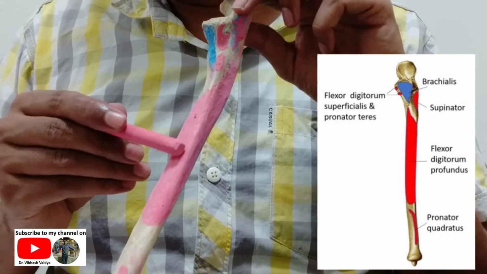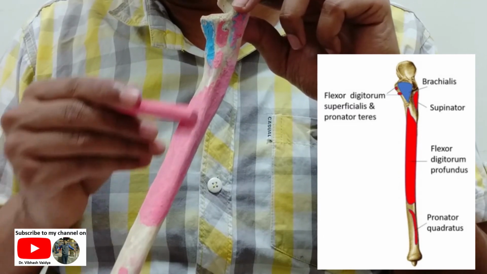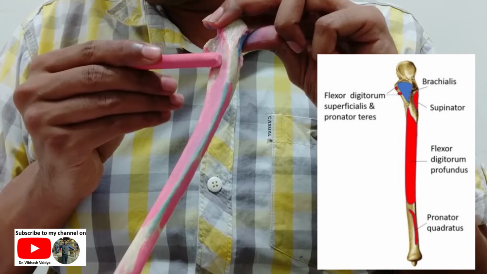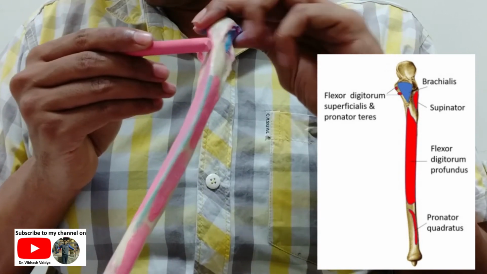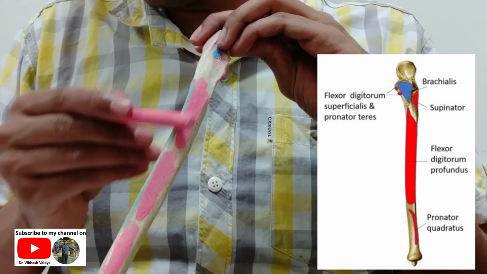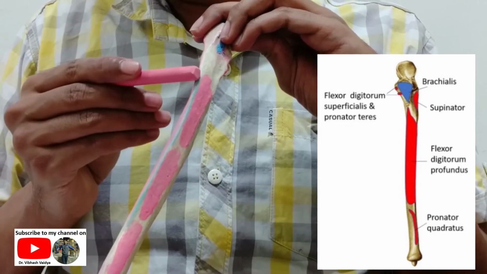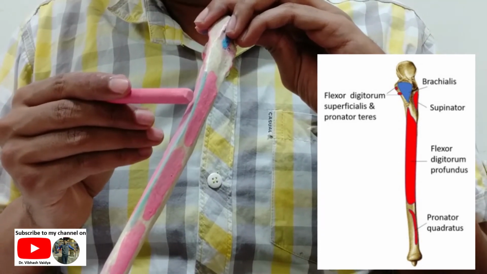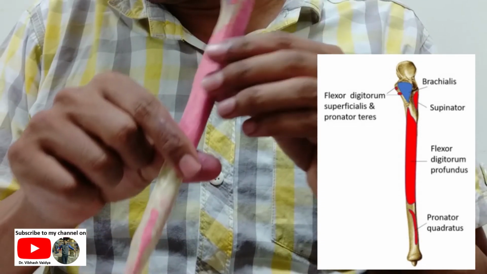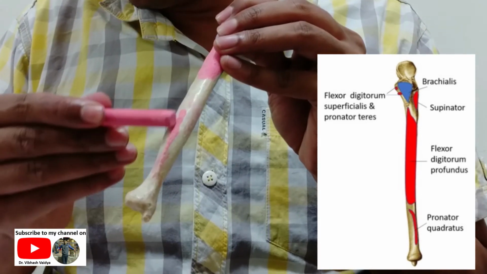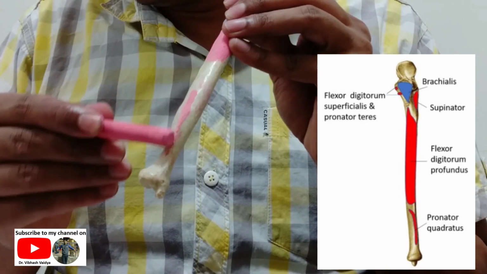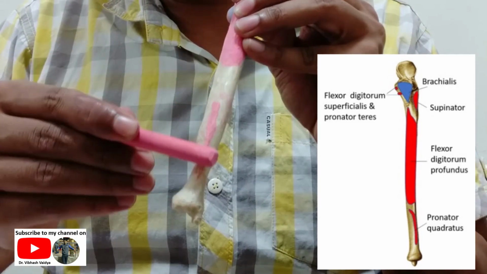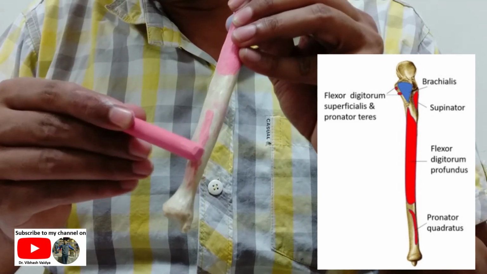Flexor digitorum profundus arises from the upper 3/4 of the anterior surface and the medial surface of the coronoid and olecranon process, and the posterior border of the shaft through the aponeurosis, which also gives origin to the flexor carpi ulnaris and extensor carpi ulnaris. And the pronator quadratus takes origin from the oblique ridge on the lower part of the anterior surface of the ulna. Over here we have the origin of the pronator quadratus muscle.